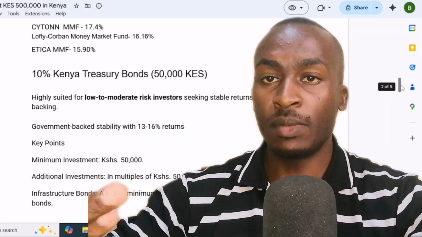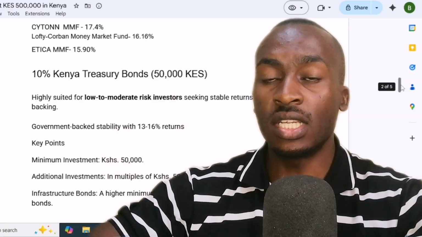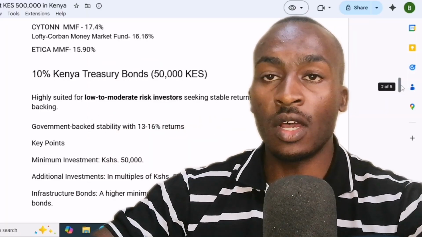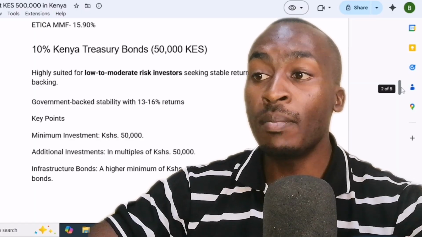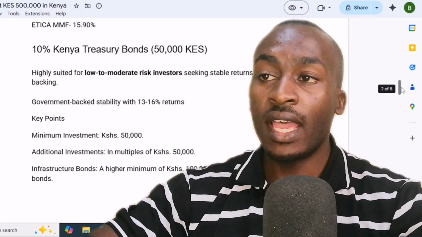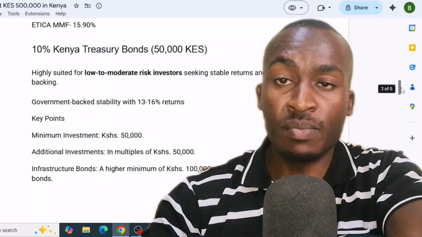And the other remaining 100,000 we're gonna put into treasury bonds and also healthcare insurance. So for treasury bonds in Kenya, the minimum investment is 50,000 Kenya shillings. And for additional investment on top of 50,000 Kenya shillings, the minimum is also 50,000 Kenya shillings. But infrastructure bonds require a higher minimum of 100,000 Kenya shillings. And this is one of the safest investments you can make.